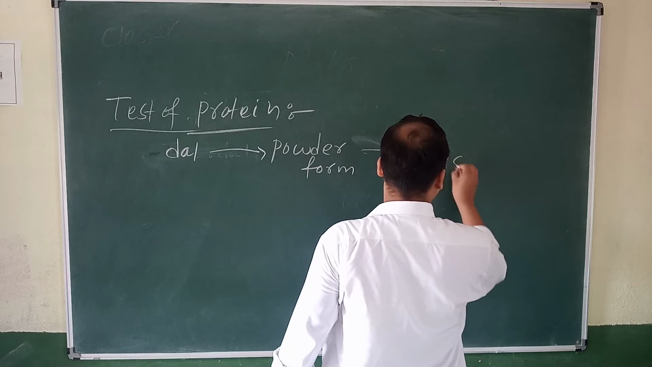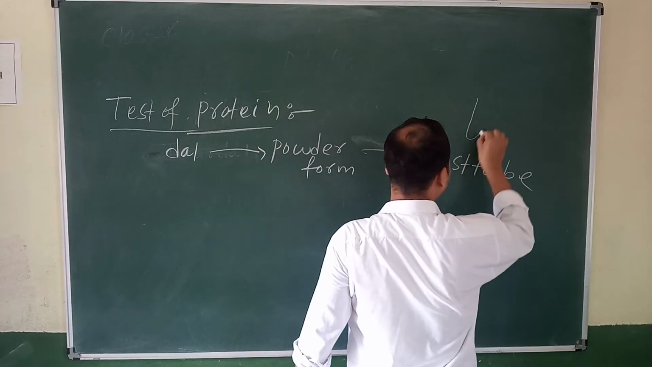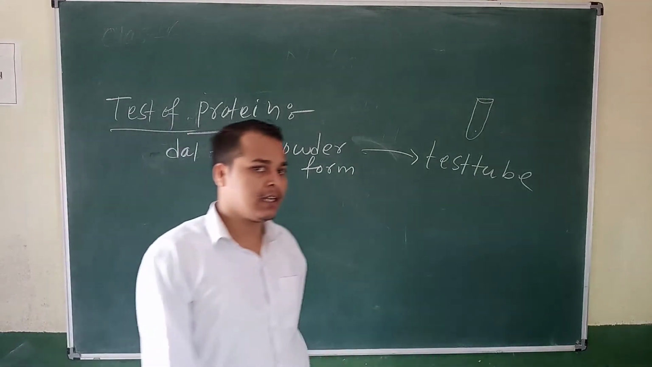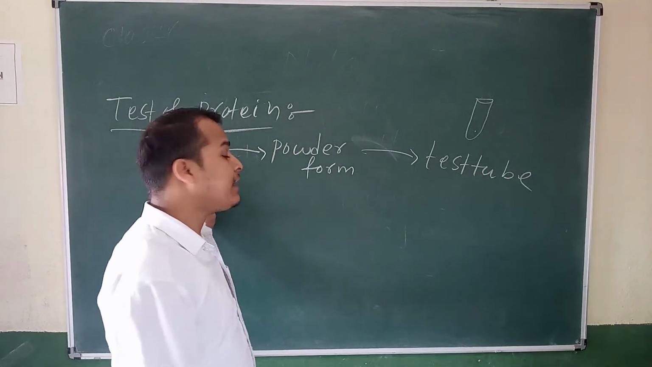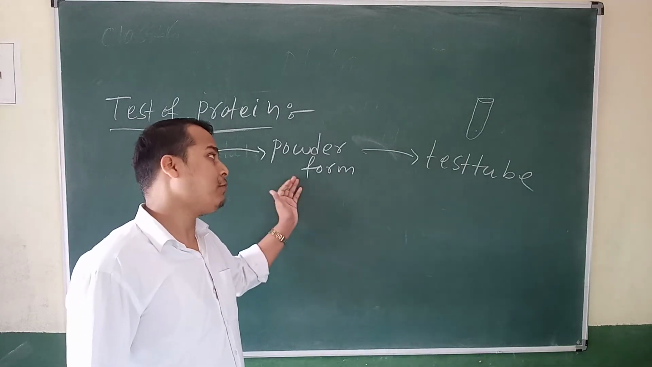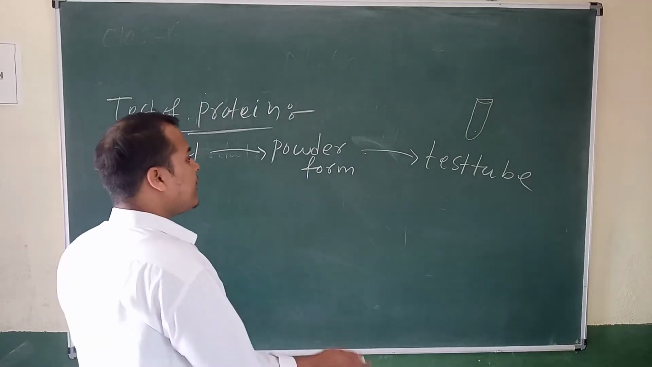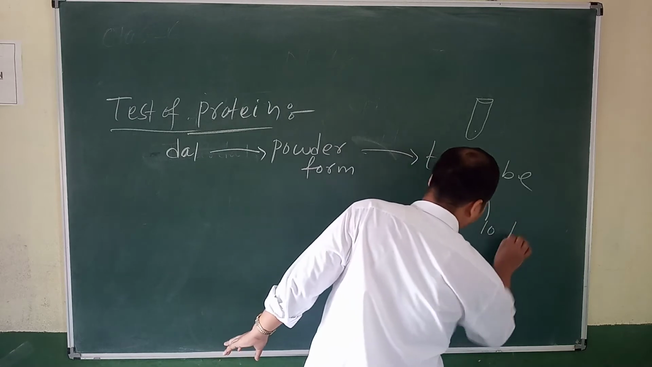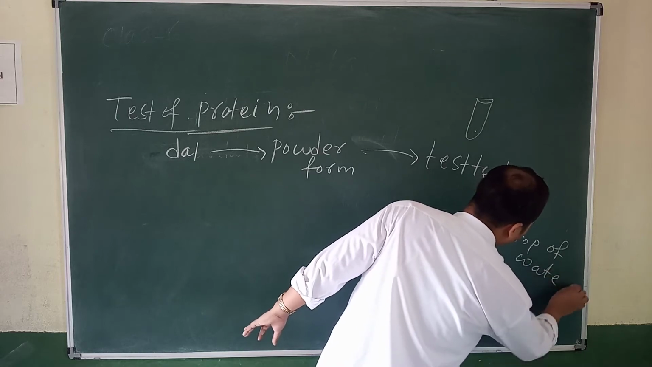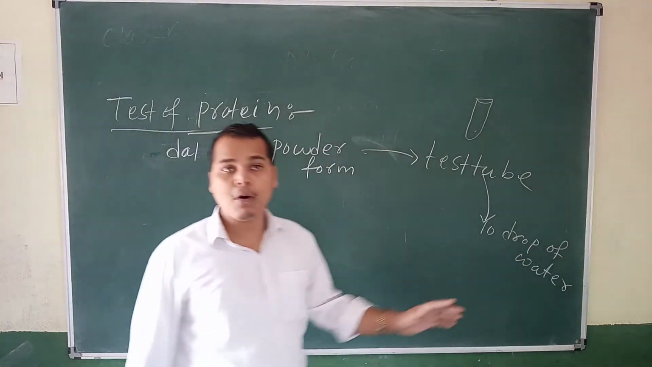Test tube. Have you seen a test tube? How does it look? It looks like this. Yes or no? Yes. The test tube is made of glass. So first take a dal, make powder form, or directly take powder form. Then put it in the test tube. Then what to do? Then add 10 drops of water. So you have to mix. Then mix. 10 drops of water.